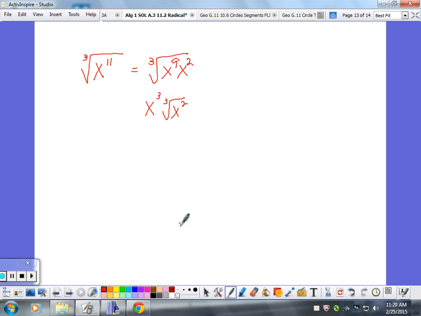Anybody's brain explode yet? Nope. Okay? Now, believe it or not, this really is the same exact process. It's just confusing. Now, you could write out 11 x's and circle all the 3's. You're going to get the same thing. There'll be 3 groups that work. You're going to have 2 x's left over.